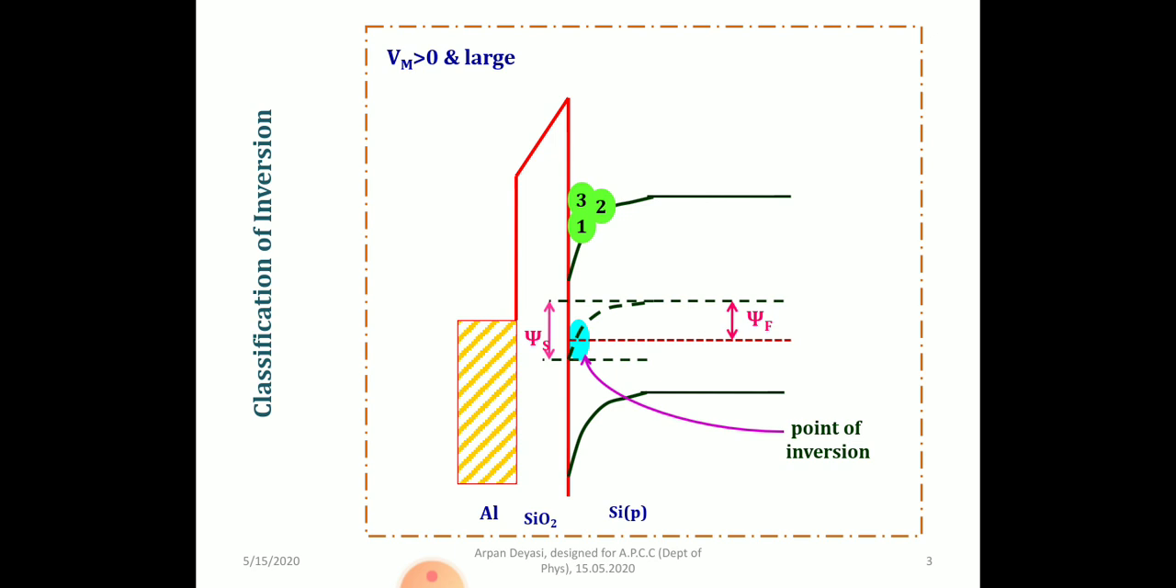That means psi f is greater than that difference, but psi s is less than 2 psi f. So that means surface potential can't become equal to twice the Fermi potential.